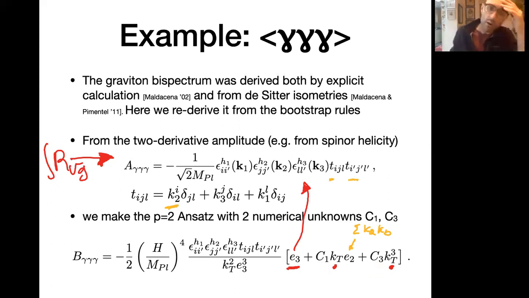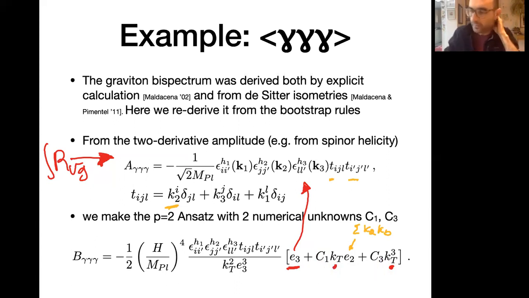So see how powerful these bootstrap rules were. I basically got almost to the solution in just one line. Now, the only thing I don't know is that C1 and C3 are just numbers. So now the whole work that I have to do, that is an actual calculation, is to find out which number this is. Is it 3 or 1 over 17 or something like that? Okay, so it's extremely powerful. How do you determine those numbers?